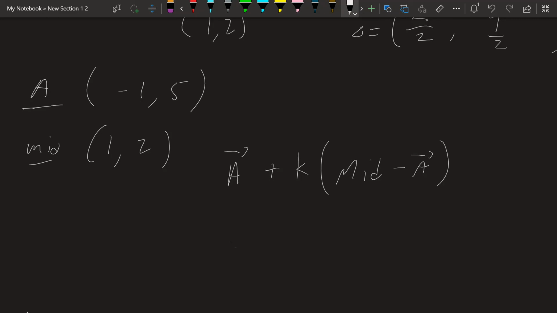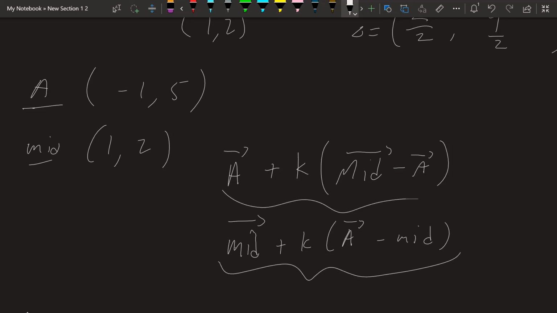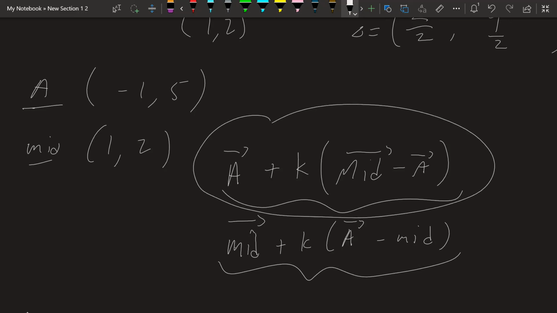Or you can rewrite this in another way. You can say, using mid plus k into A minus mid. And this is literally our answer. In the video, I'm going to be using this vector equation, and we're going to be discarding the second one, although they give the same exact outcome.